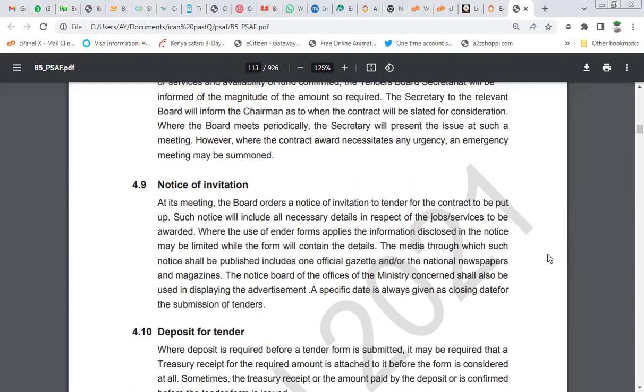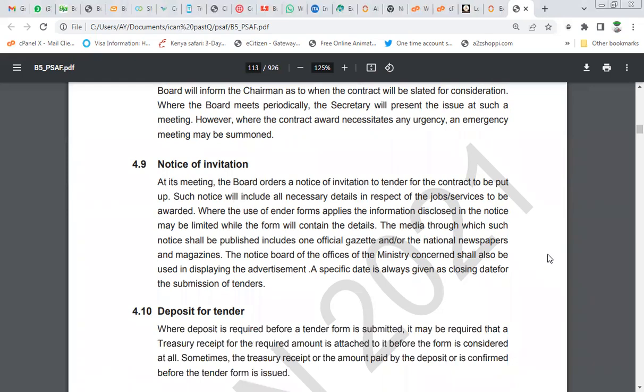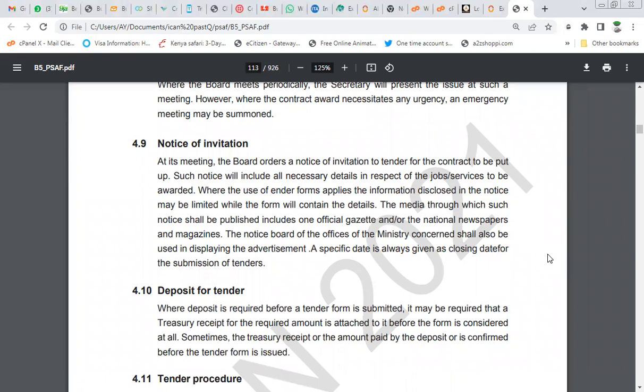Notice of invitation. At this meeting, the board orders a notice of invitation to tenderers for the contract to be put up. Such notice will include all necessary details in respect of the job or services to be awarded. So there has to be a notice of invitation. Most times, this notice will be pasted on the notice board of that agency or ministry. Most times, they will advertise it in national dailies. And most times also, they can publish it in the government gazette.